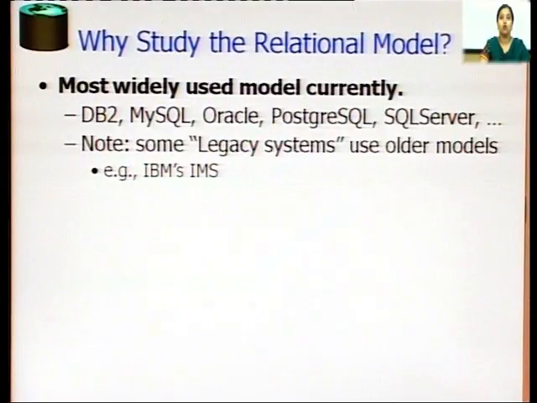Because this is the most widely used model currently. DB2, MySQL, Oracle, PostgreSQL, SQL Server. These all replaced legacy systems that use the older models like IBM's IMS, information management system. IBM developed the IMS in the 1960s, and IBM used that legacy system. But nowadays we have Oracle, MySQL, DB2, so that we can easily put in queries and fetch the result from the database.